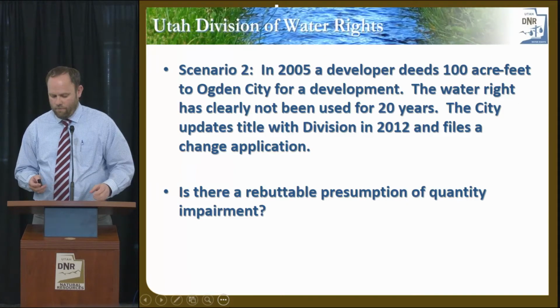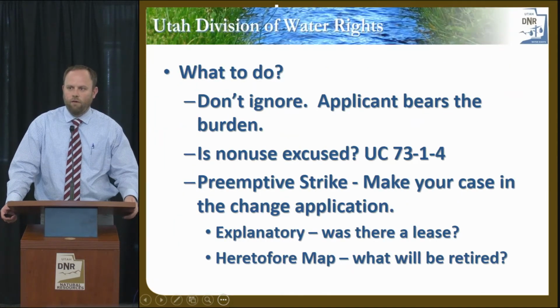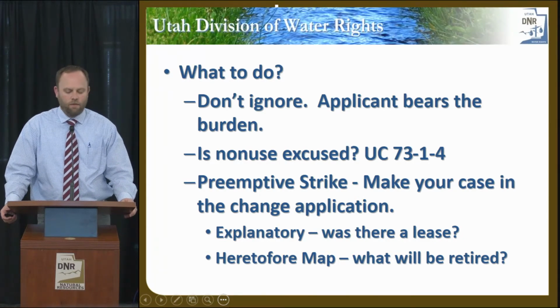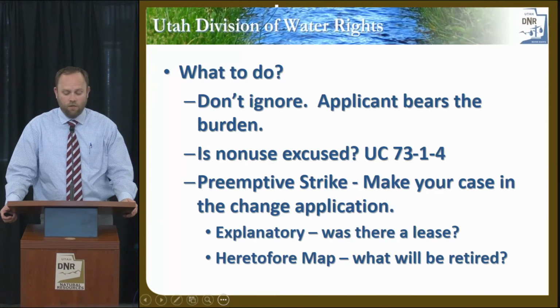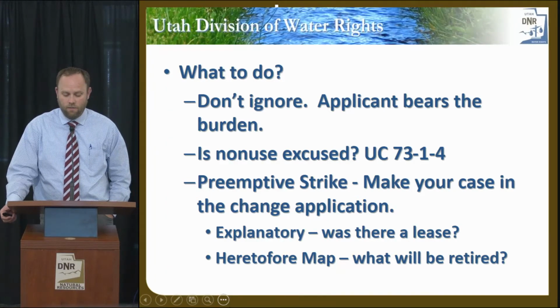Okay, so this is the final slide here. So what do you do if you get one of these letters? Well, first off, like I already said, don't ignore it. The applicant bears the burden of rebutting the presumption of quantity impairment. Next, look to see if non-use is excused in some way, whether it's those exceptions or that list of 4 categories like a non-use application.